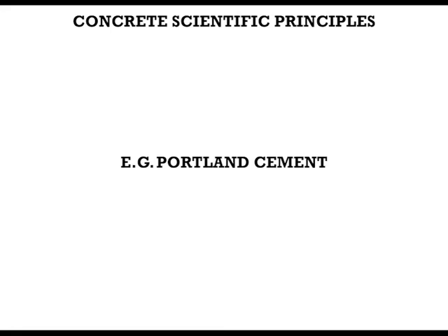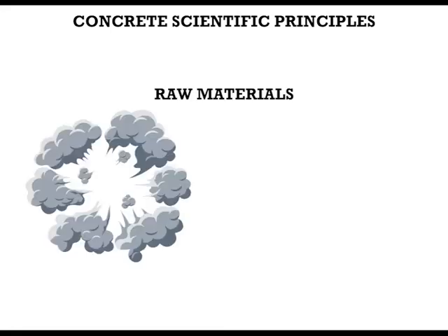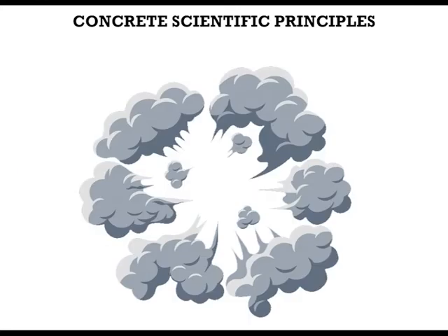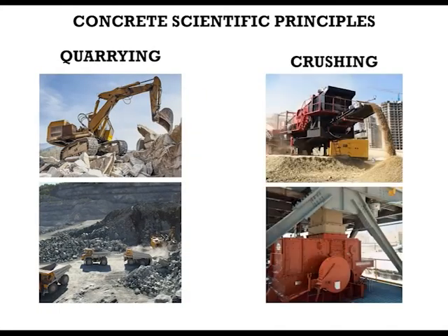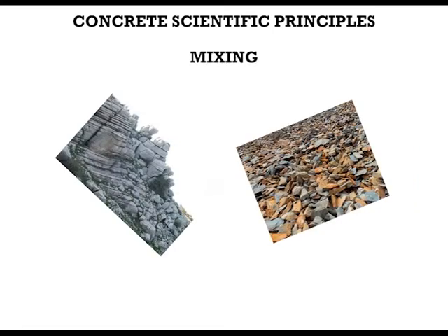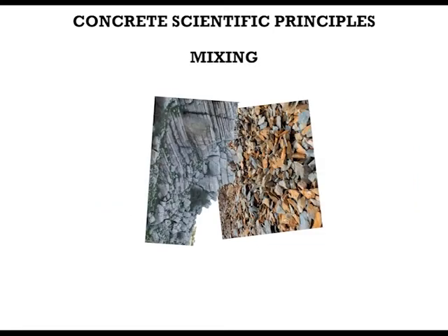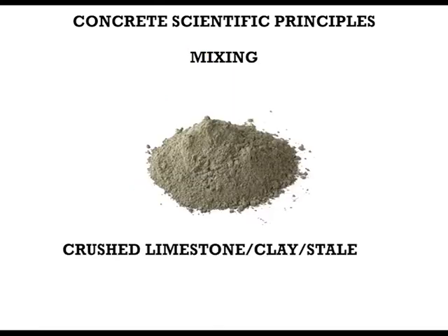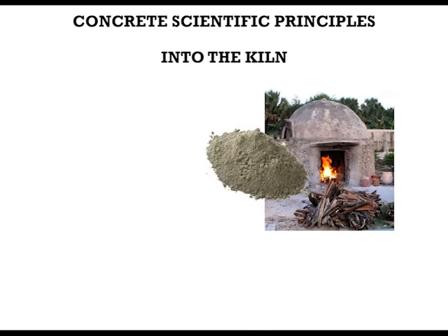For this example of concrete principles, I have used Portland cement. The raw materials to start with are limestone and clay or shale. These are obtained through quarrying and crushing. Then we have to mix these components up, to make crushed limestone, clay, and shale into one mixture, and then into the kiln.